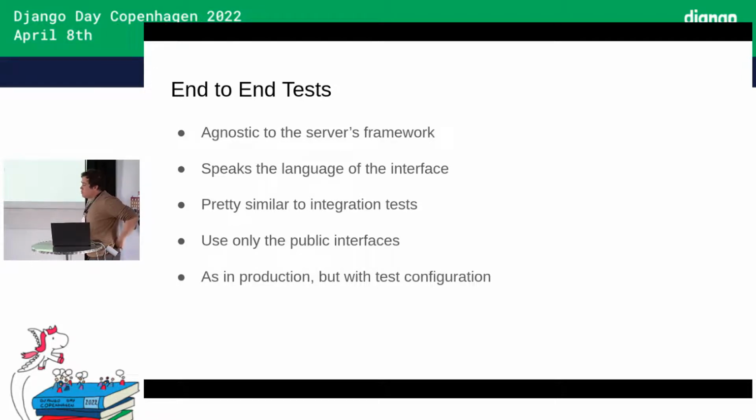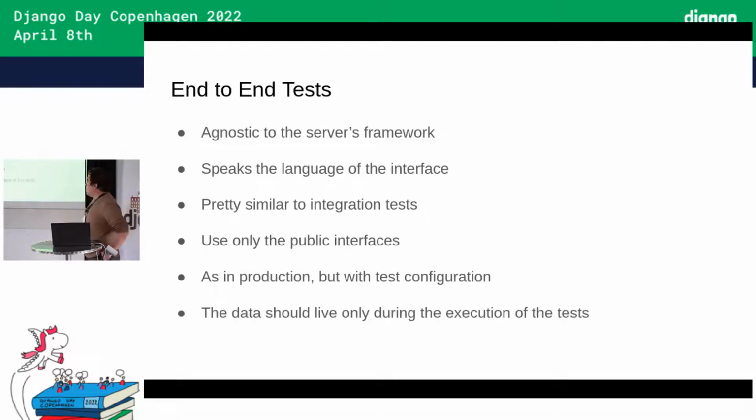And you start your server as production, but using the test configuration. You are not going to hit the real production, the real third-party API. You are going to hit the Wiremock server. And the data should live only during the execution of the test. You spin up your server, you run the migrations. If your migration includes some scripting, then you execute it. But after you tear down, the data should be gone. You should not reuse the previous test.